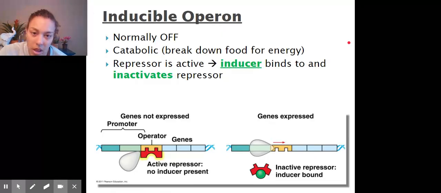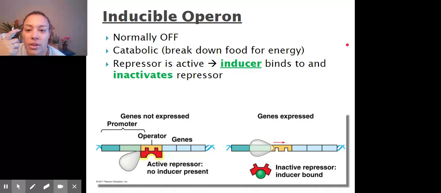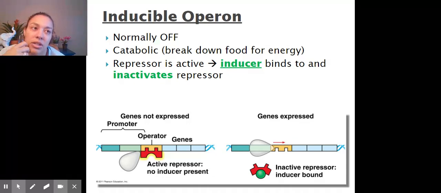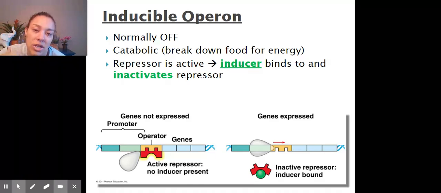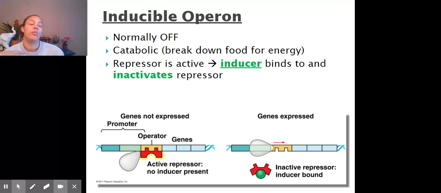So our inducible operons are going to be normally in the off position, and this is going to be most common for our catabolic reactions. So again, when we're taking in and digesting food, right? We don't want to be breaking down glucose. We don't want to be breaking down our carbohydrates constantly for that energy release, only when we need it.